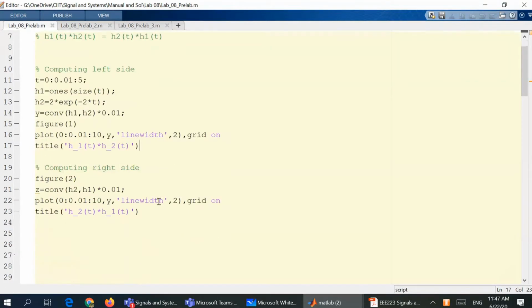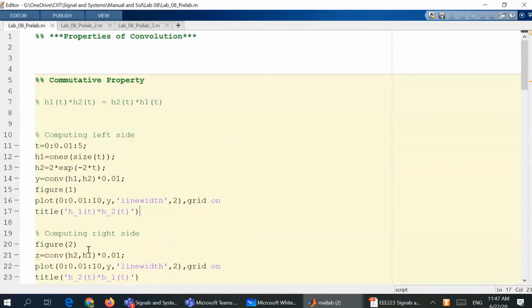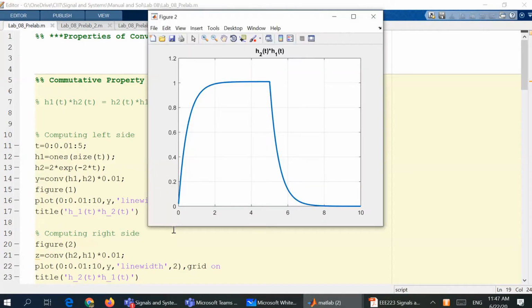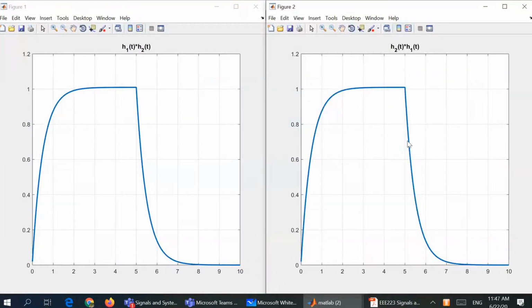Okay. So similarly, to compute the right hand side, हमने क्या किया? Simply कन्वॉल्व किया है h2, h1. यहाँ पे हमने h1 और h2 को कन्वॉल्व किया था, एंड बाकी चीजें सारी सेम है. सो लेट्स सी हाउ are the two sides. This is the figure 1, this is the figure 2. In the figure 1, h1 is convolved with h2, and in the figure 2, h2 is convolved with h1. So you can see that both the figures are same.